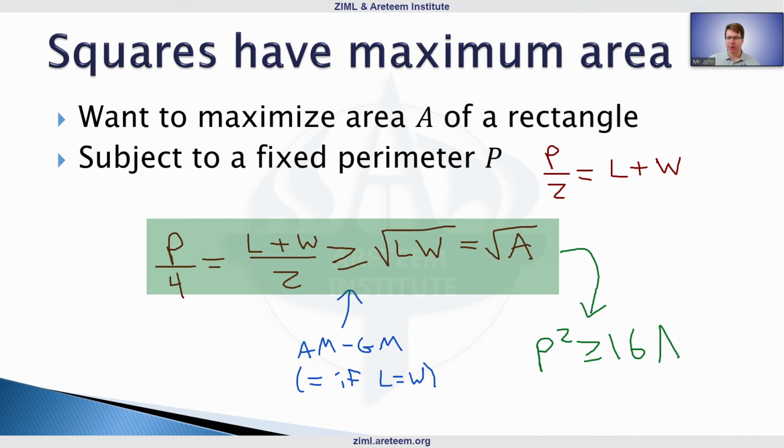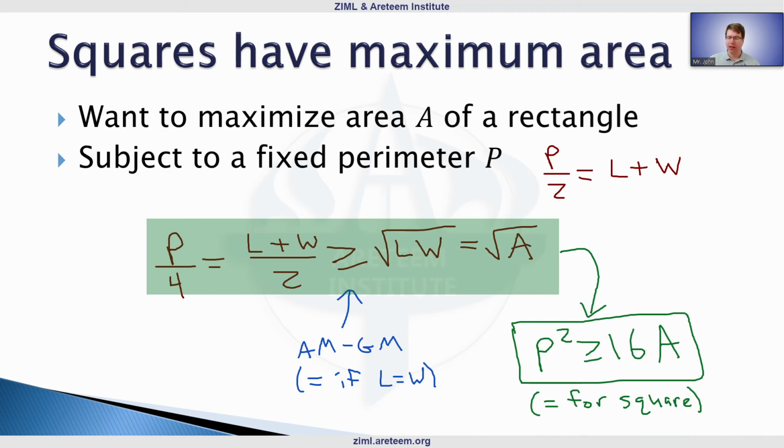But this is going to be p squared is greater than or equal to 16a for a rectangle here, right? And this is going to be equal for a square in this case. So we have our rectangle, and for any rectangle, the perimeter squared is greater than or equal to 16 times the area, and it's equal if we have a square.